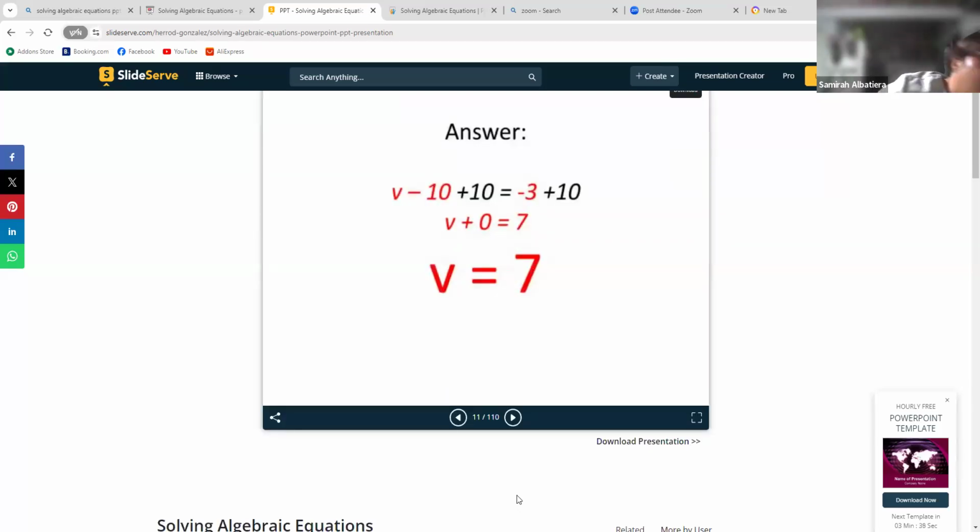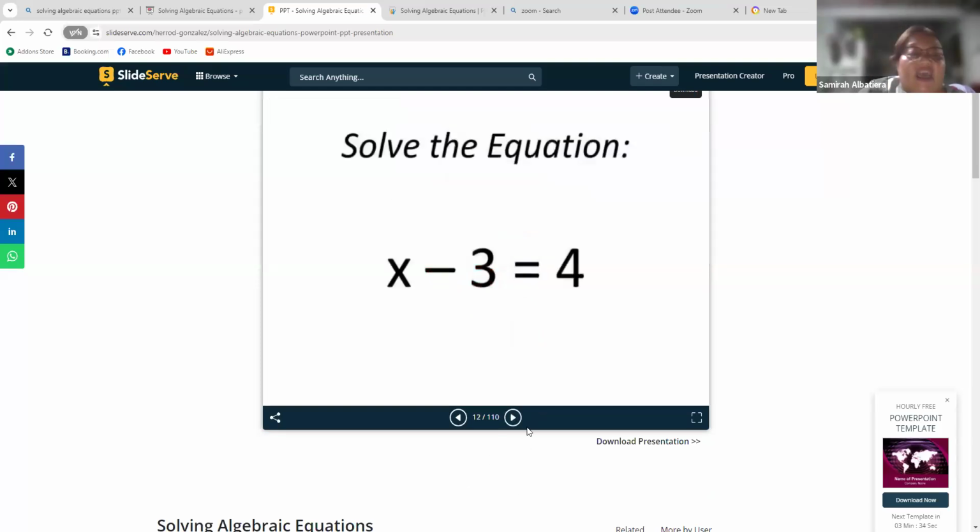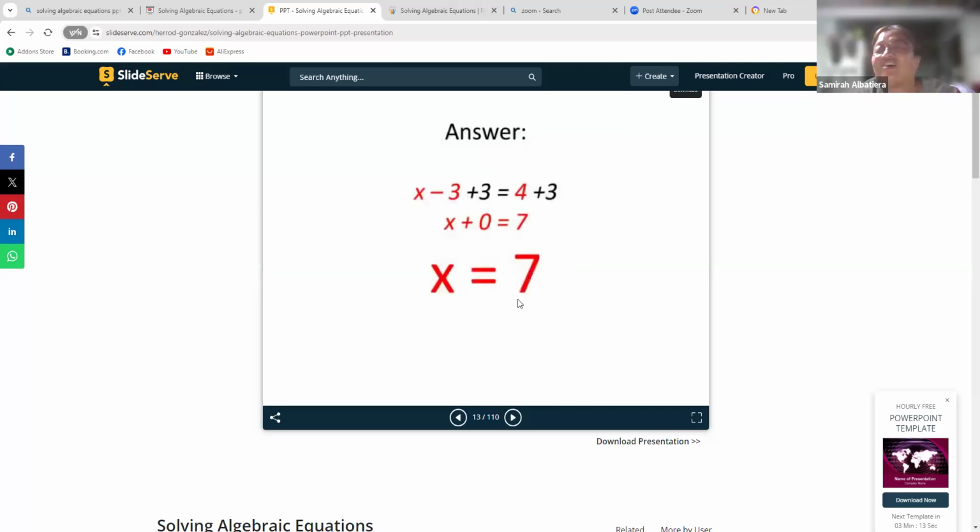I hope Mark will not be able to get this. Next problem. X minus 3 is equal to 4. Oh, I know it. 7. Very good. It's 7, guys. Okay, let us see. 7. Very good. Don't spam. Okay, next.